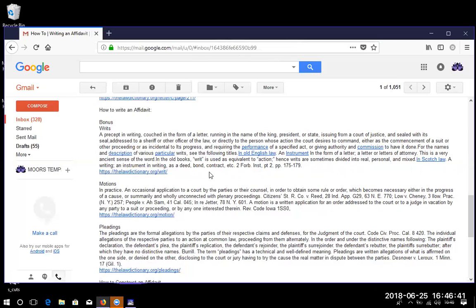For the names and ancient sense of the word in the old books, writ is used as equivalent to action. Hence, writs are sometimes divided into real, personal, and mixed writs, right? So a writ is coming from an official of the government, whether that be local, state, federal, or international. It can also be issued from a court of justice, all right?